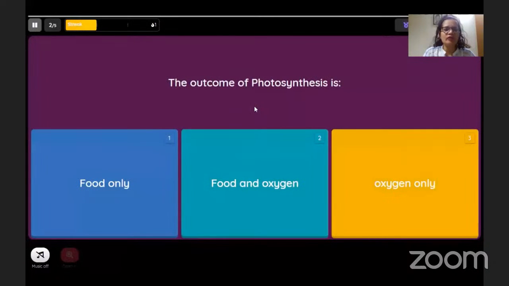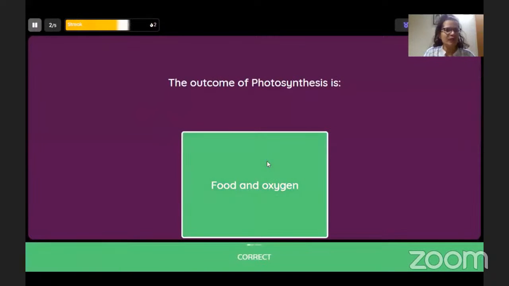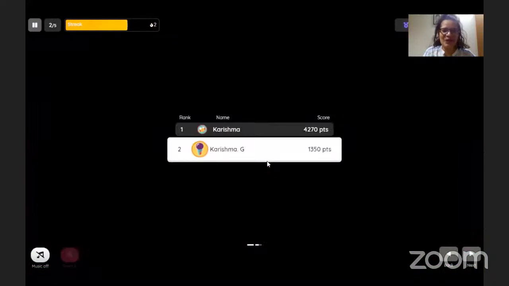Next, the outcome of photosynthesis is food only, food and oxygen, oxygen only. So we've learned this. It makes glucose and oxygen. So glucose acts as food for the plant, whereas oxygen is given out as the life-sustaining gaseous compound by the plant. So it is food and oxygen. This was also easy, I guess. Good job.